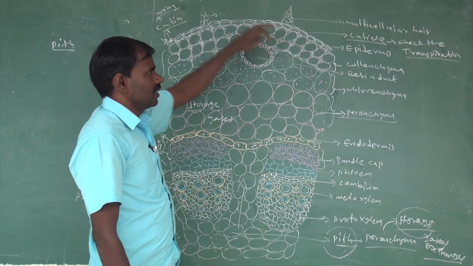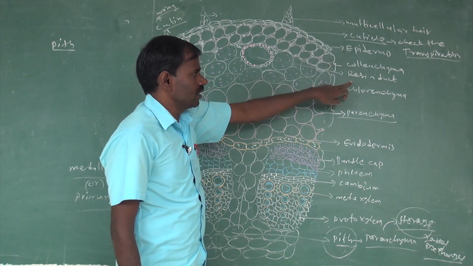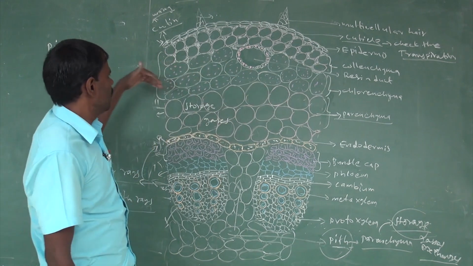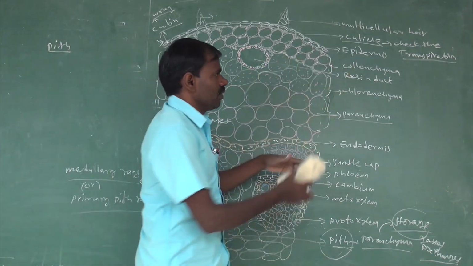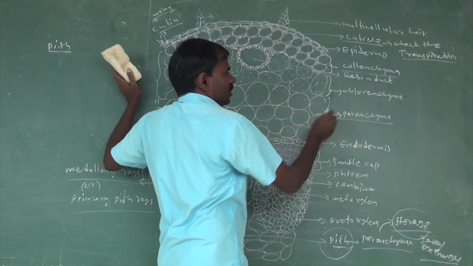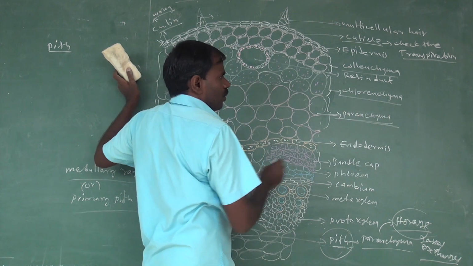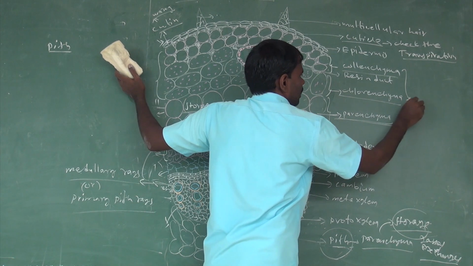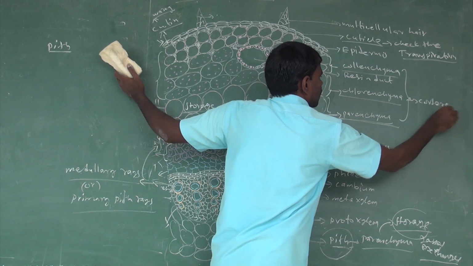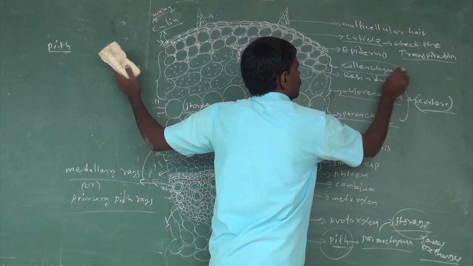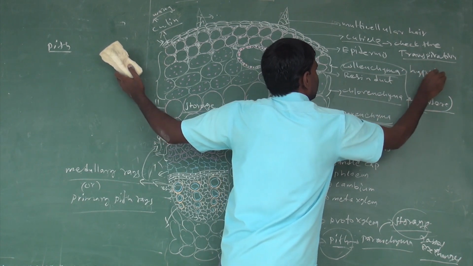One by one, the transverse section of the dicot stem. The first region is called epidermis, the second region is the hypodermis, then the cortical regions. The cortex may be divided into three zonal regions: the hypodermis made up of collenchyma tissue, the second region made up of chlorenchyma tissue, and the third region made up of parenchyma tissue. These three regions are called the cortex. The hypodermis is made up of collenchyma tissue.